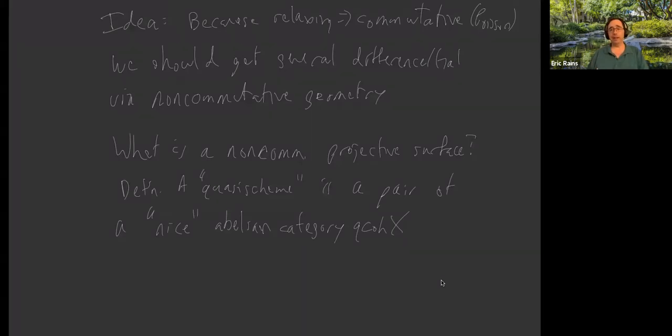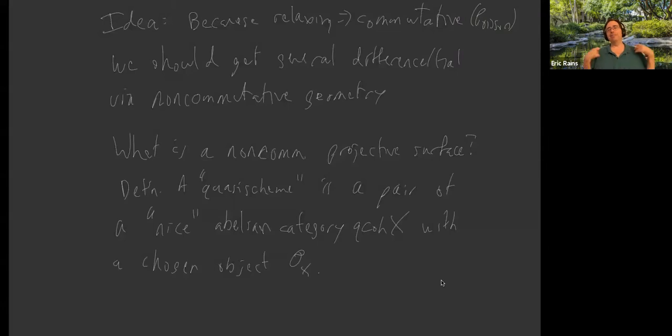So which we call the category of quasi-coherent sheaves on the quasi-scheme, with a chosen object, which we denote by OX and call the structure sheaf. So in other words, we just look at the pair of the quasi-coherent sheaves on a commutative scheme together with the structure sheaf of the commutative scheme, and then that's the thing we're generalizing.